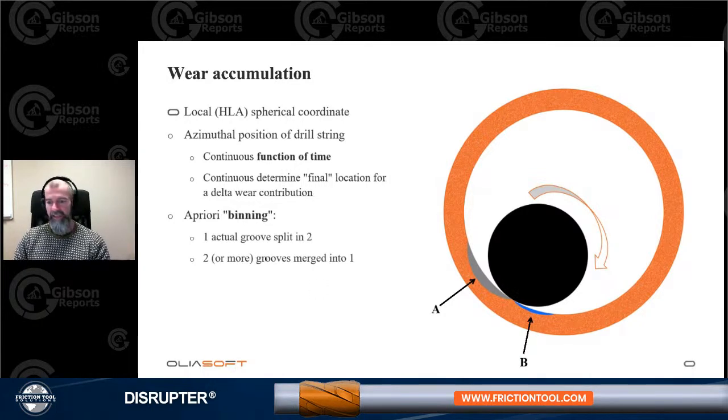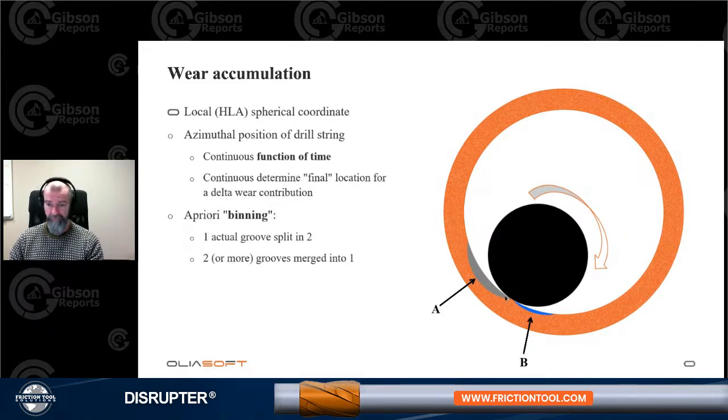And then in reality, that might not be the case, right? Because it just moved a degree or two, and most likely it will just be the same groove. So if you have local azimuthal binning, you can end up getting the wrong wear. One groove could actually be split into two, but it could also be vice versa. Two grooves could be merged into one.